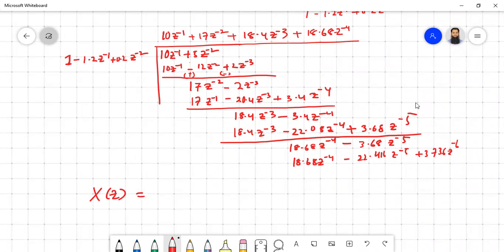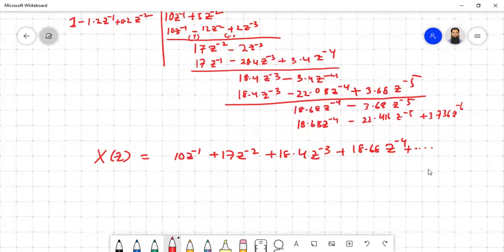So the first parameter is not available, x0 is not there. So 10 z to the power minus 1 plus 17 z to the power minus 2 plus 18.4 z to the power minus 3 plus 18.68 z to the power minus 4. So it will continue like that if you want.